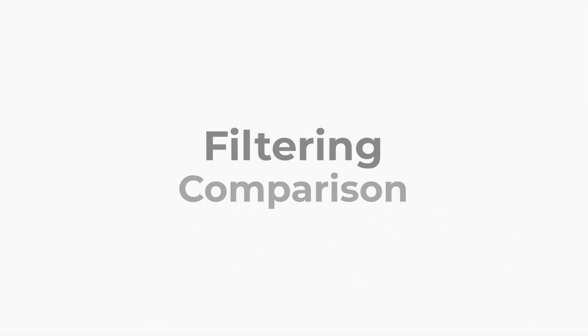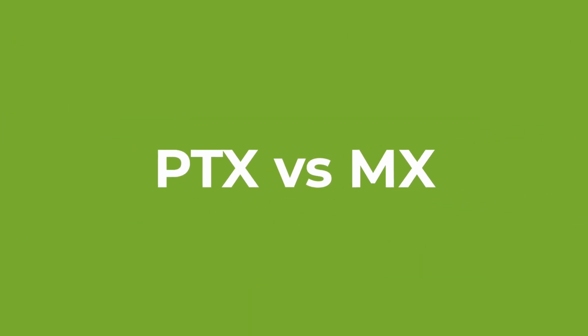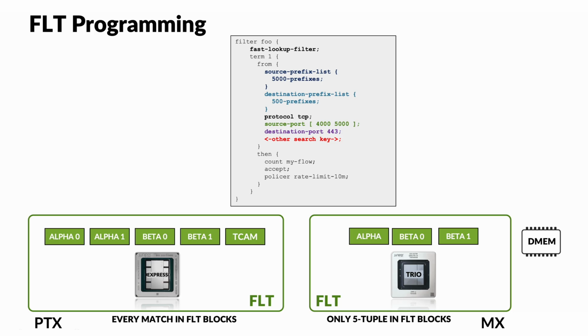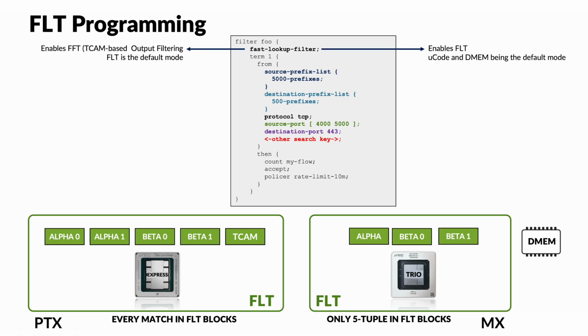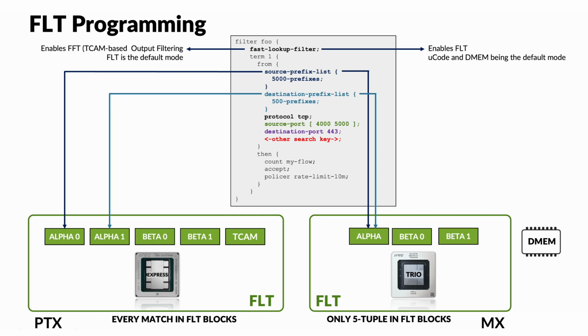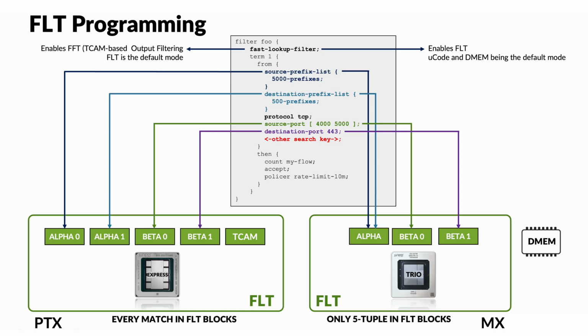We don't program the same object in the same block. On Express, all match criteria, including the 5-tuple and extended fields, are handled directly by the FLT block. As mentioned earlier, some functional blocks like alpha are dedicated to fast IP lookup. In contrast, on Trio, the FLT block only processes the 5-tuple matches. Any additional match conditions are handled in the second phase by the ASIC microcode.